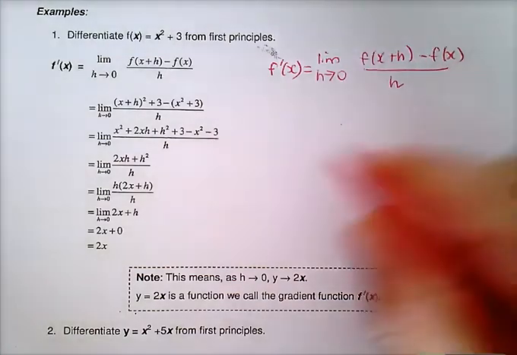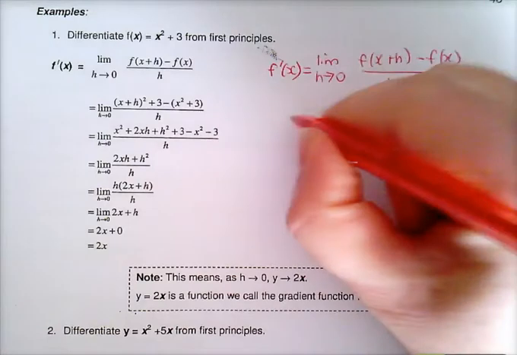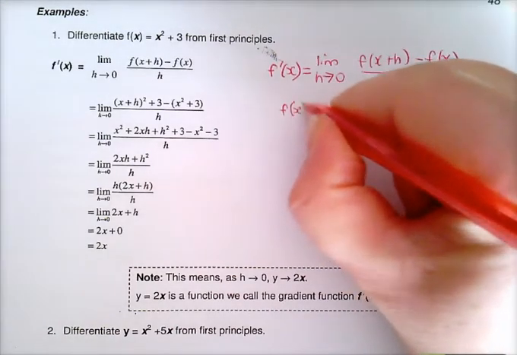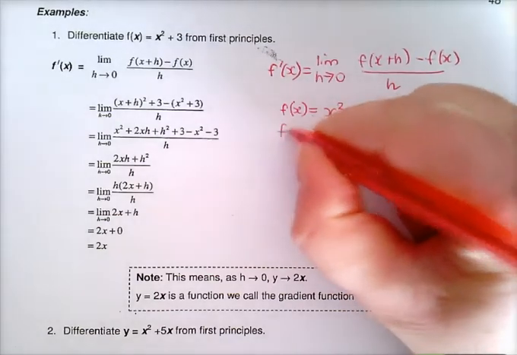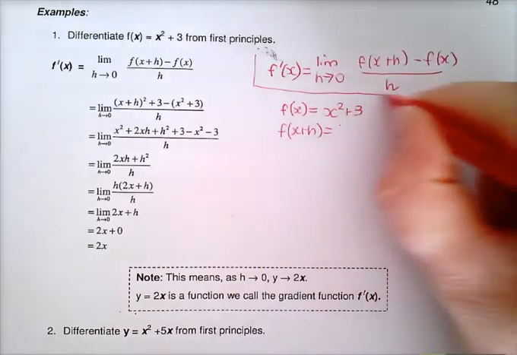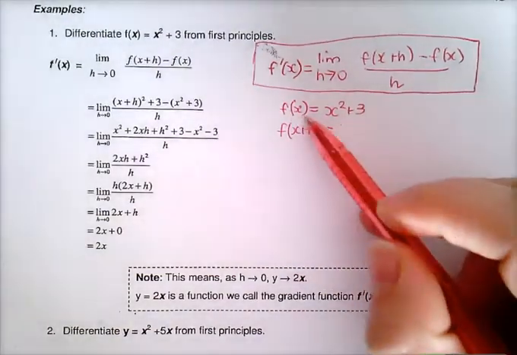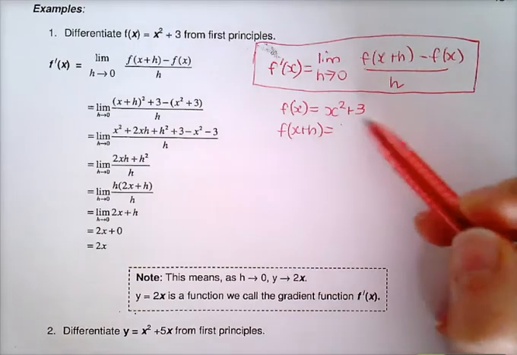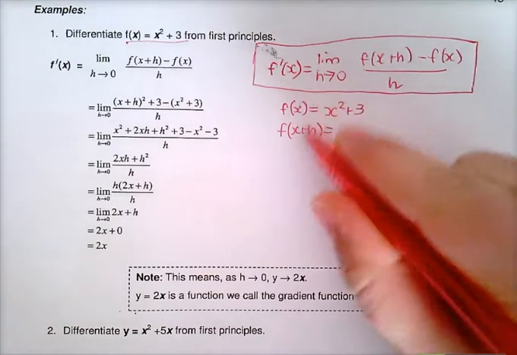Now what I normally do, yes, we write that out, but I normally write down what function of x is first, and it's x squared plus 3, and then I work out what function of x plus h is. So we've just got the formula there, okay? So before I substitute into that formula, I will write down what function of x is, which is x squared plus 3, because it's given to you up here. Then write down what function of x plus h is.